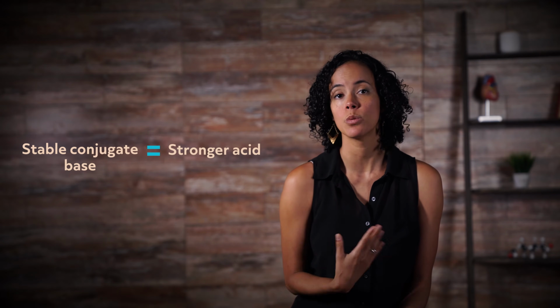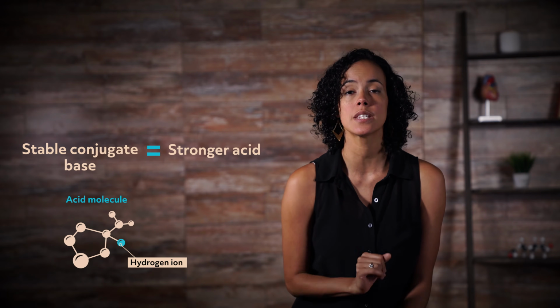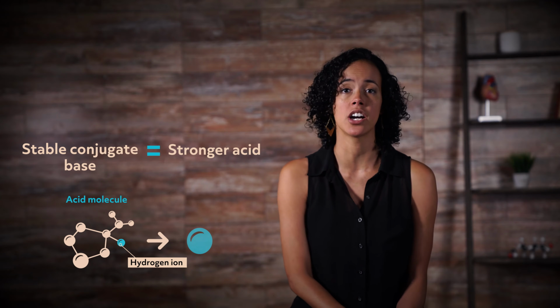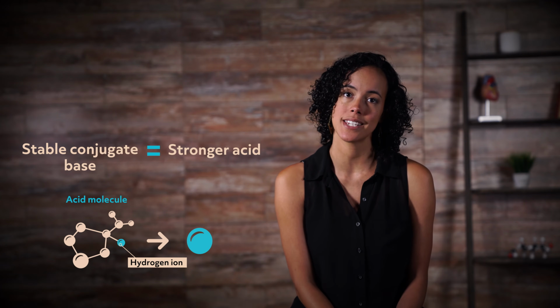Another way to determine strength is to measure the stability of the acid's conjugate base, which is the part of the molecule that is left after dissociation. A more stable conjugate base means the acid will be stronger. The molecule is more stable without the hydrogen ion and thus more likely to release it.